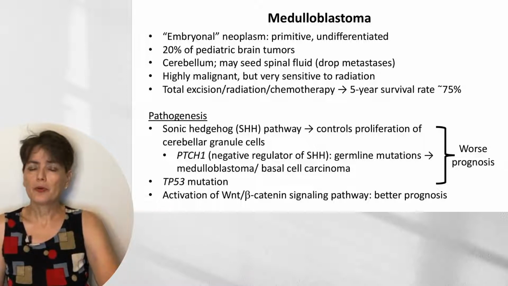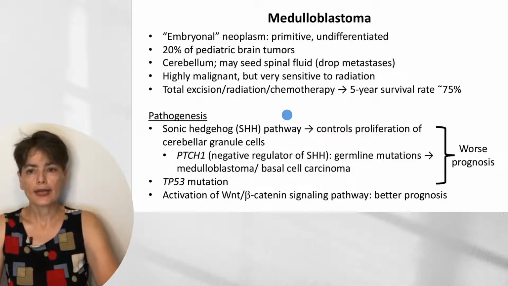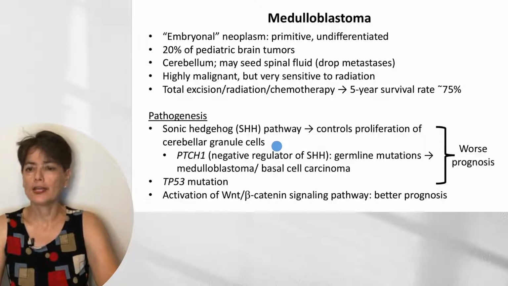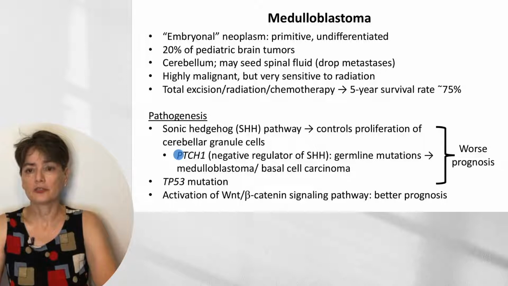Now there are a number of pathogenetic pathways. One of them is through the sonic hedgehog pathway. Sonic hedgehog controls proliferation of our cerebellar granule cells. And patch 1 is a protein that's a negative regulator of sonic hedgehog. And when we get a germline mutation in patch 1, these individuals tend to get medulloblastomas as well as basal cell carcinoma. Basal cell carcinomas can also have patch 1 mutations.